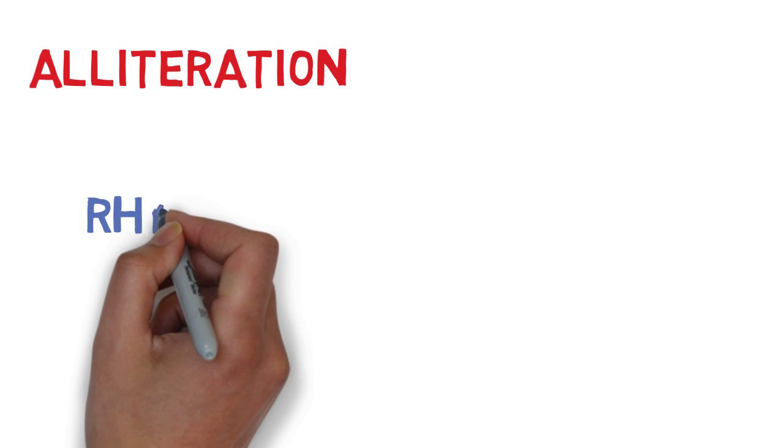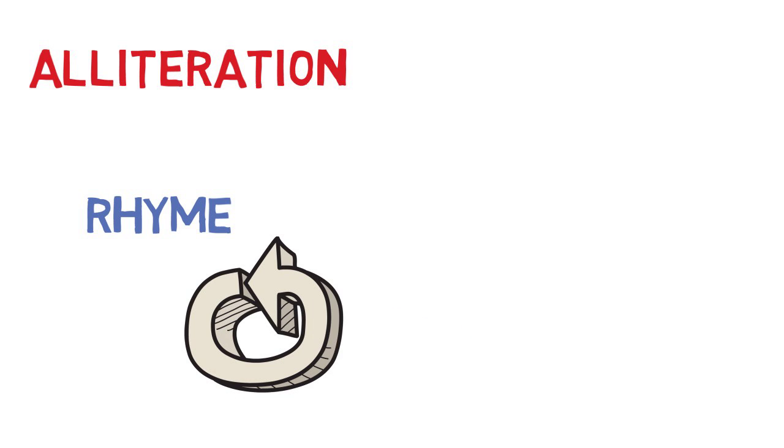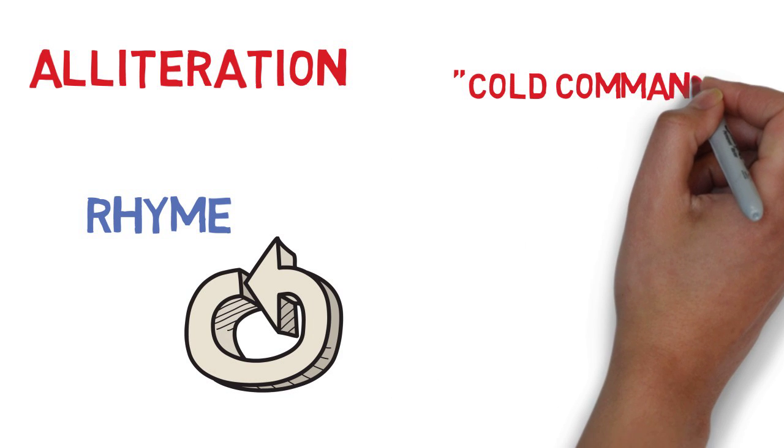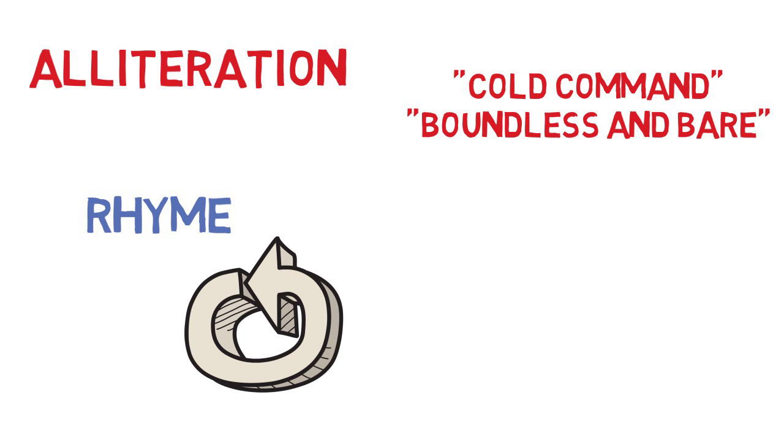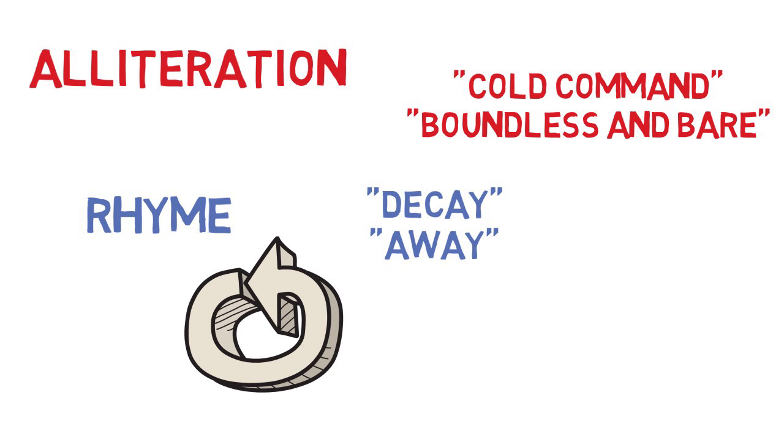Shelley also uses alliteration and rhyme in Ozymandias to mirror the cyclical nature of political power. There are loads of examples of alliteration and rhyme. They're repeated throughout the poem, just like history repeats itself with political power. If you want to refer to this in your responses, just pick an alliterative quotation, cold command or boundless and bare, and a couple of rhyming words, decay and away, for example.